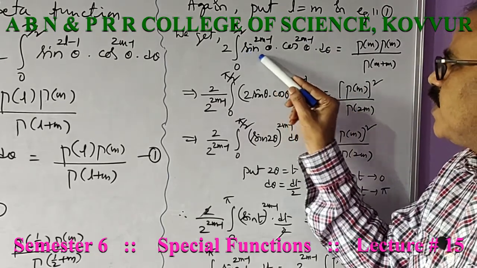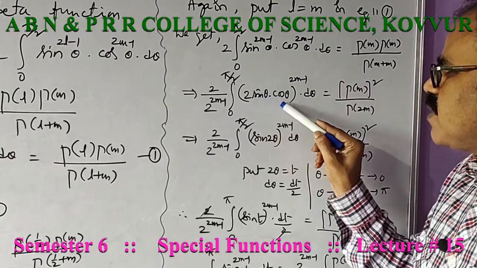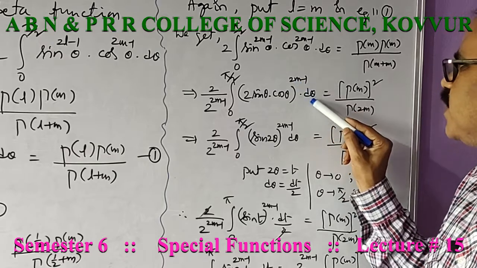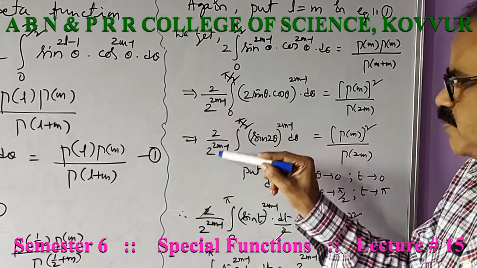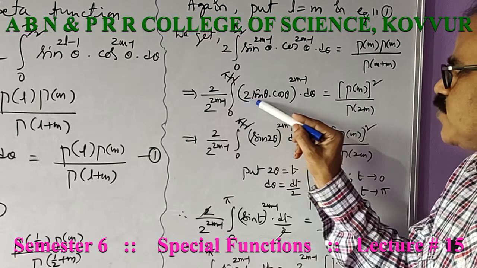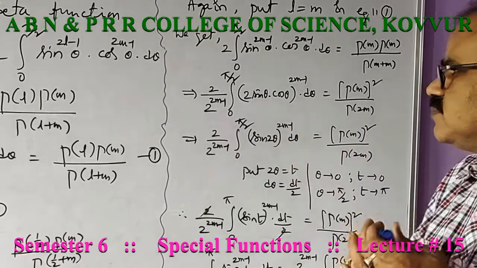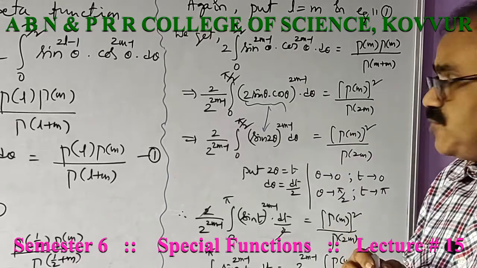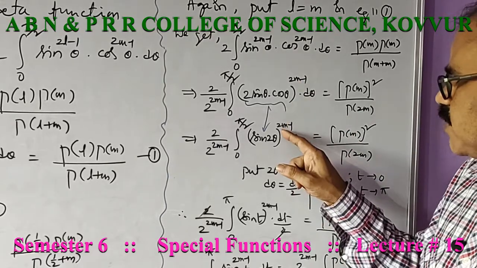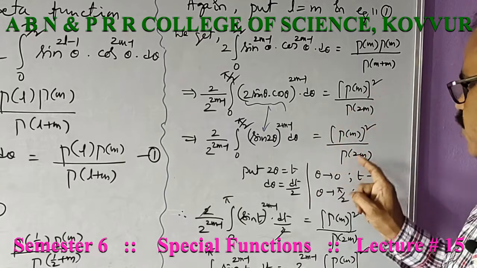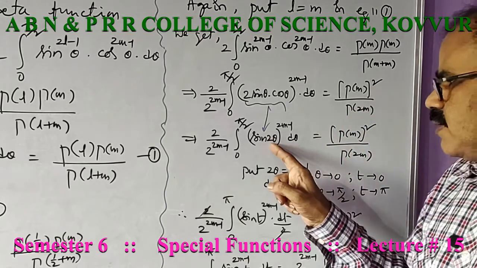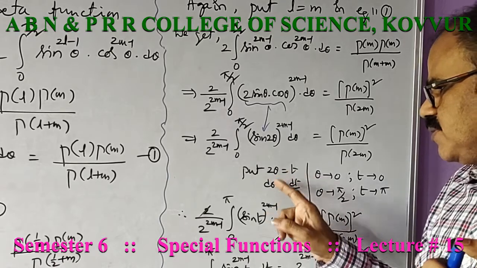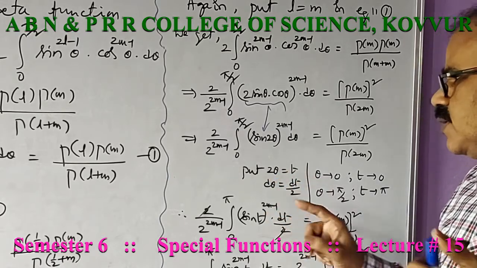Therefore I write this as 2 sin theta cos theta entire to the power of 2m minus 1 d theta. So 2 by 2 power 2m minus 1, and 2 sin theta cos theta is nothing but sin 2 theta power 2m minus 1 d theta, and gamma m whole square by gamma 2m. Let us take 2 theta is equal to t. 2 d theta is equal to dt. d theta is equal to dt by 2.